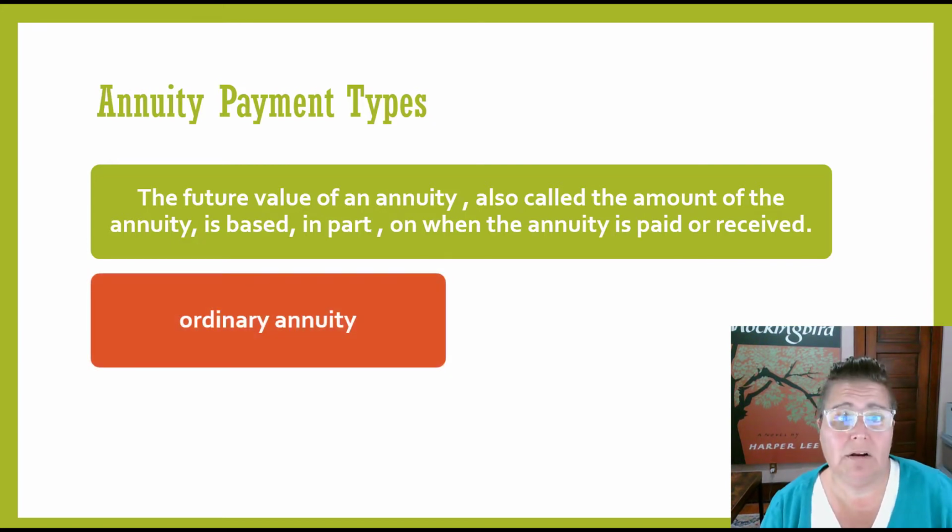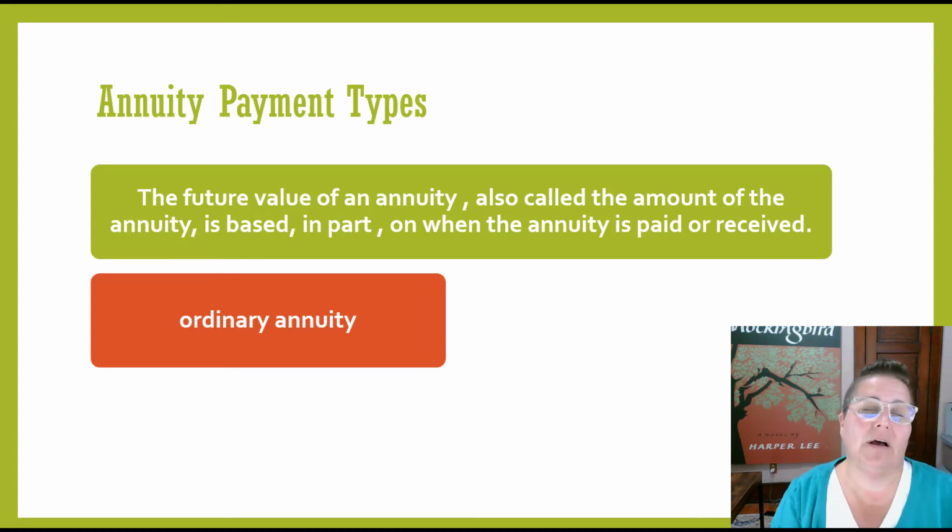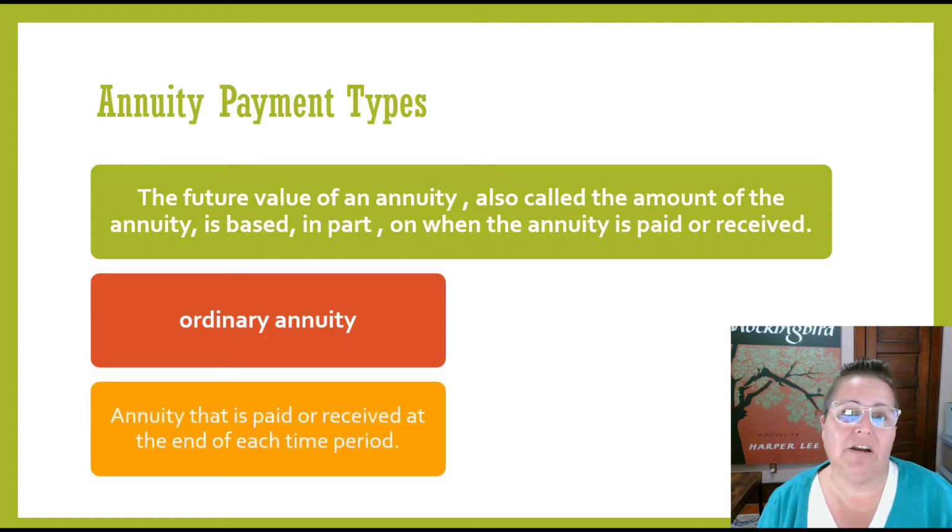An ordinary annuity occurs when that annuity is paid into, or the amount of annuity is received, at the very end of the month. Well, I shouldn't say month, the end of the time period. So an ordinary annuity occurs at the end of the time period. So it's the end of the year or the end of the month or the end of the quarter.